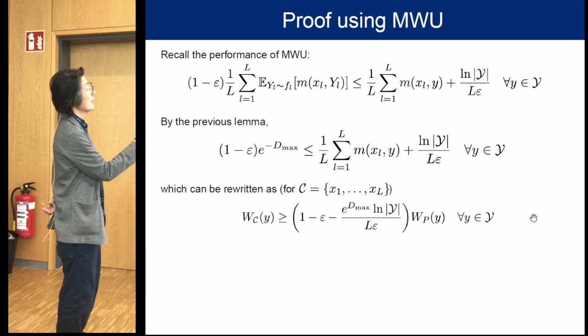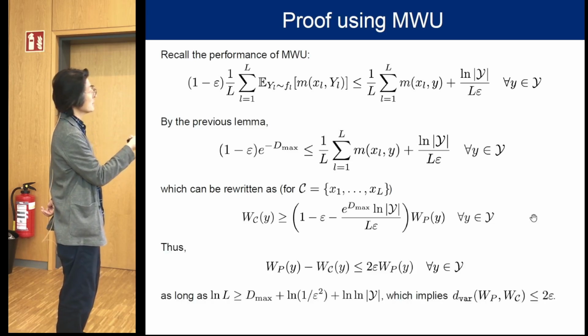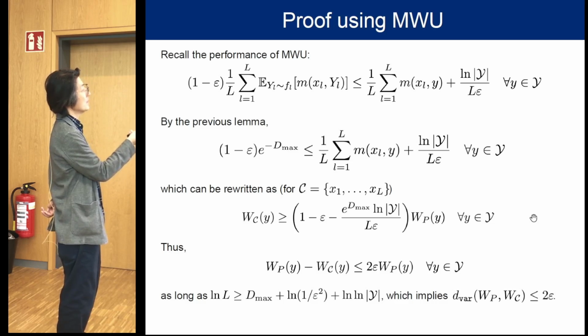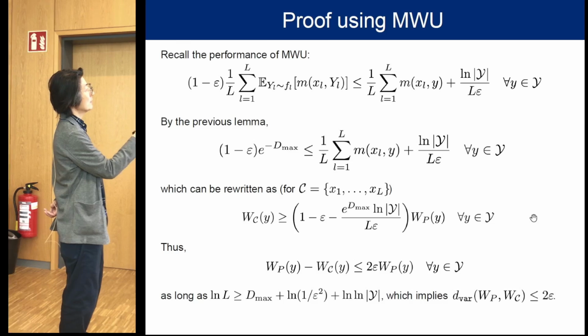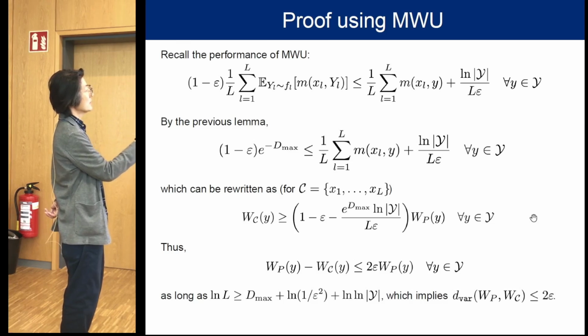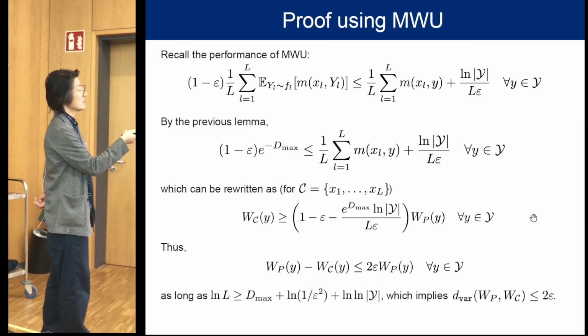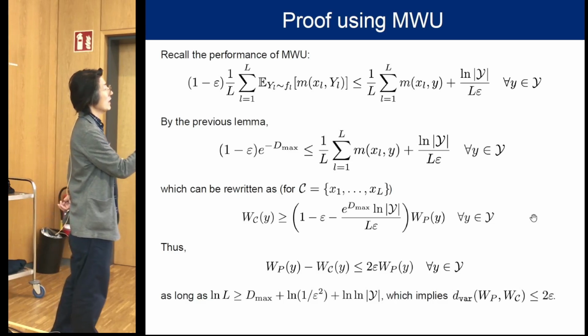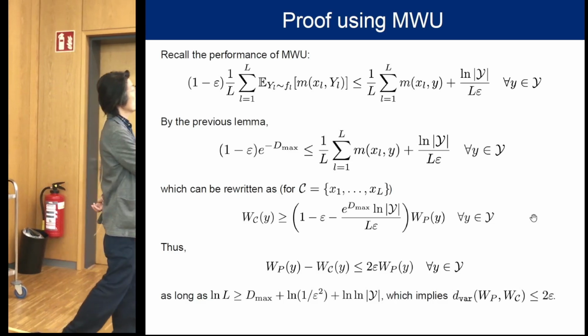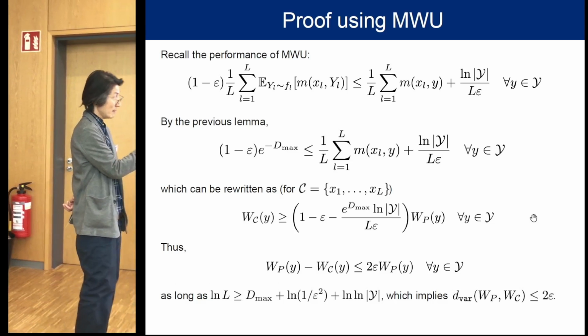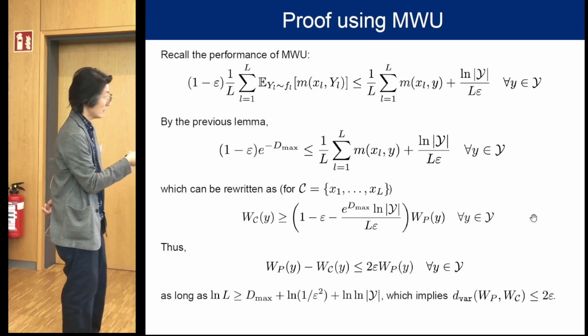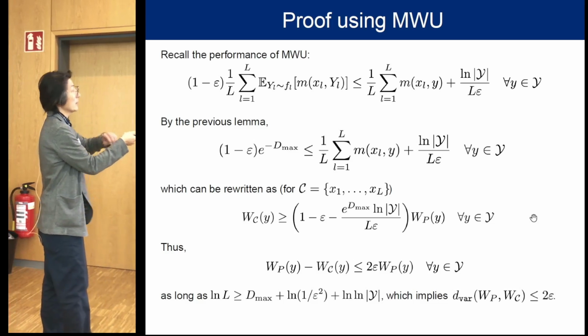Okay, so by plugging this in here and rewriting with some manipulation, we can get this bound for every y. And so here we have some error term, and if we pick L sufficiently large, as log L is larger than d max plus something, then this error term will be epsilon. And so we can rewrite this like this bound for every y. And so we get this bound. And even though we only have this bound, we can evaluate the total variation distance, and we can get the bound.